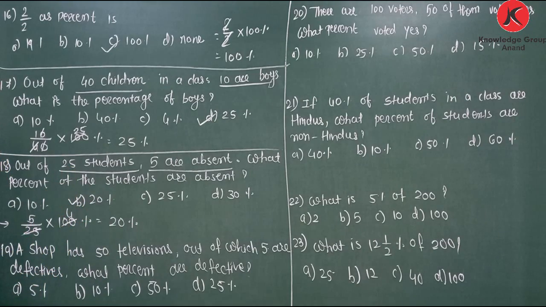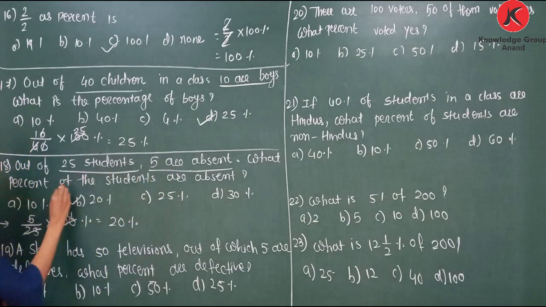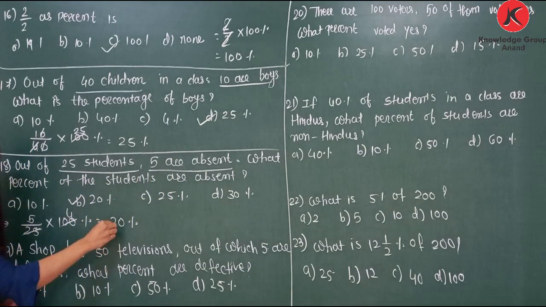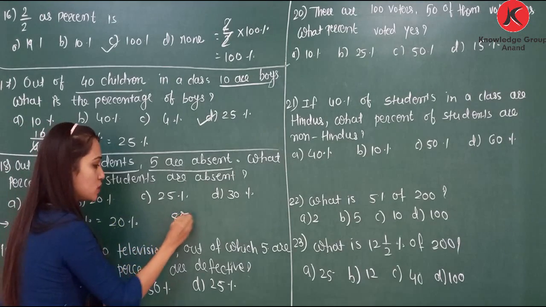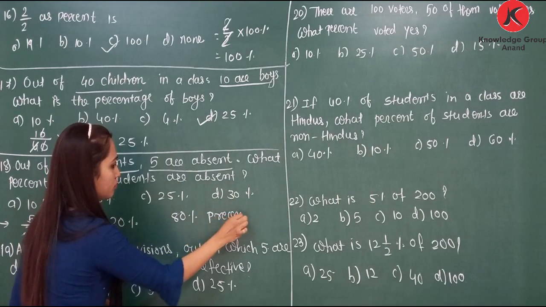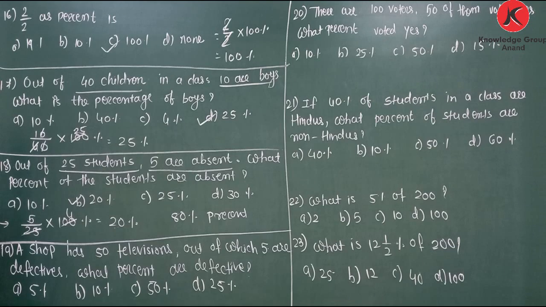If in a question it is changed, out of 25 students, 5 are absent, what percent of students are present? So if 20% are absent, then it means 80% are present. So question can be changed. Clear? Now next one.